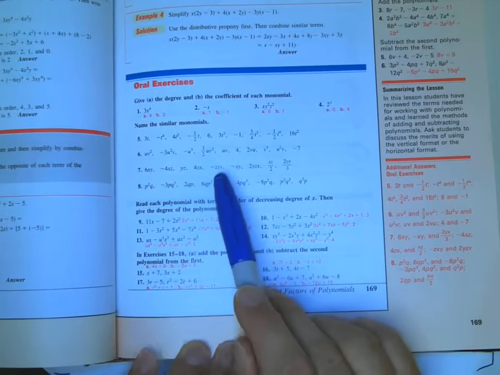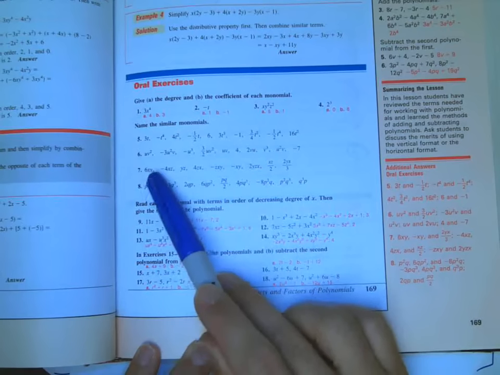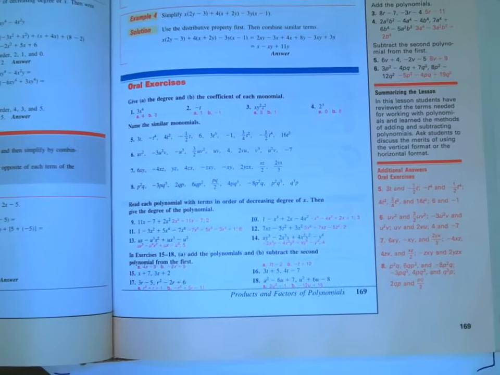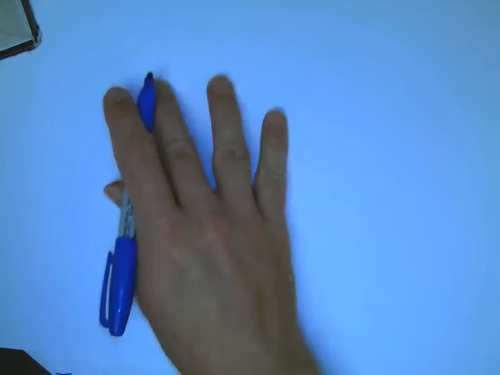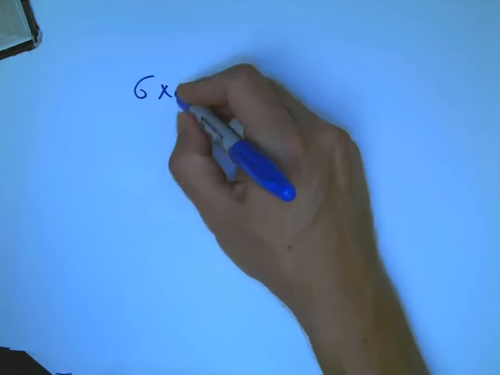Let's just do one of these, name the similar monomials thing. Let's do 7. Here it's a lot of stuff with a bunch of different variables. There's 3 different variables, x, y, and z, and we're just trying to see which of these could we group together.